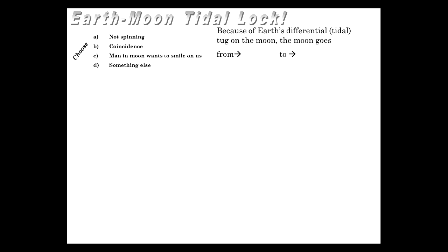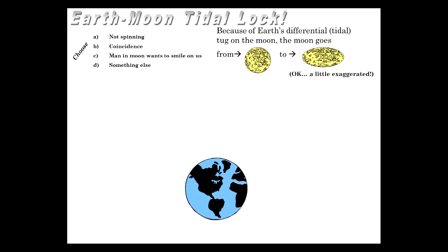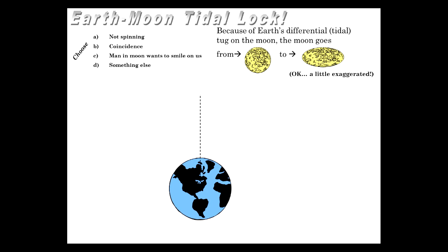Well, the moon goes from a round object essentially to a highly exaggerated oblong shape here. So we are looking for the something else, and the something else is the tides, as we've already discussed. All right, so how does this work? So here's the Earth, and we'll draw a line from the Earth to the moon. There's the moon. That's stretched out from the tidal effect of Earth.